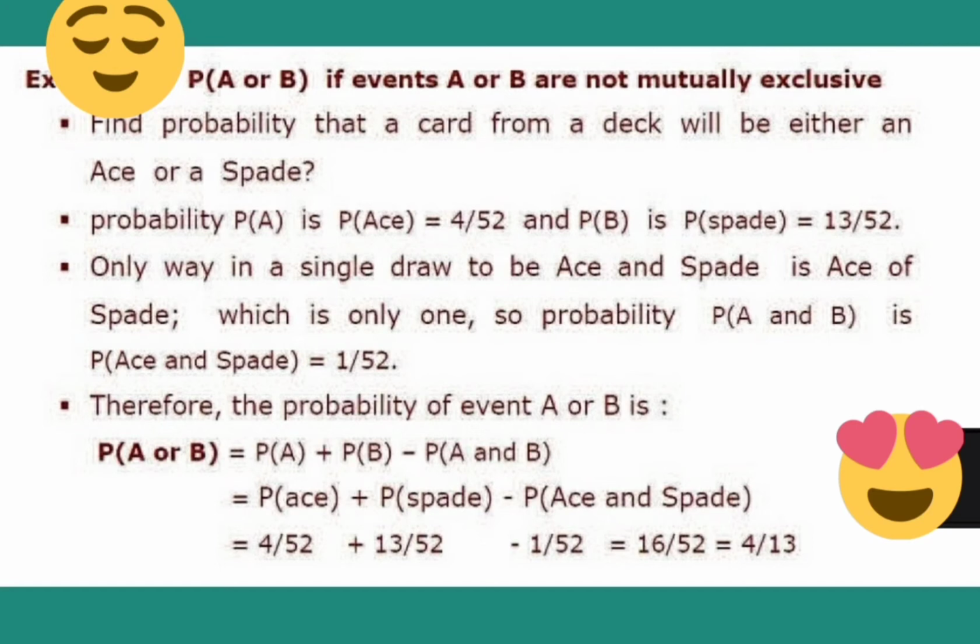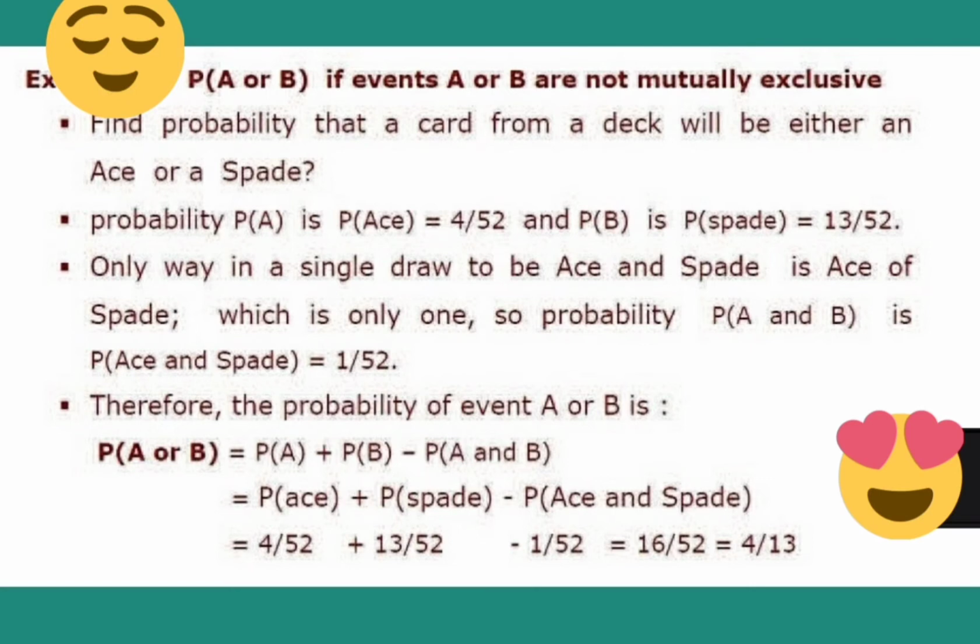Similarly, the probability of spade is equal to the favorable number of ways for a spade to come, which is 13, divided by the total number of ways, 52. So thereby the probability of spade is equal to 13 by 52.